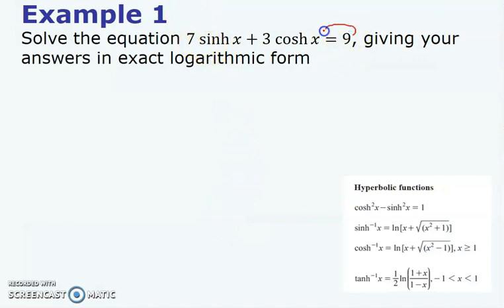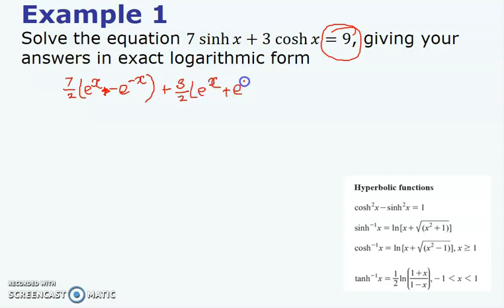Next one, now it's exactly the same left hand side, but now it's a different right hand side, and it makes all the difference. So if I'm going to solve this, I have to go back to exponentials. You should remember that sinh is a half of some exponential formula. So I'm going to write that as 7 over 2, e to the x minus e to the minus x. It's sinh first on this one. And then it says plus 3 cosh, so that's plus 3 over 2, e to the x plus e to the minus x. So get your head around those.